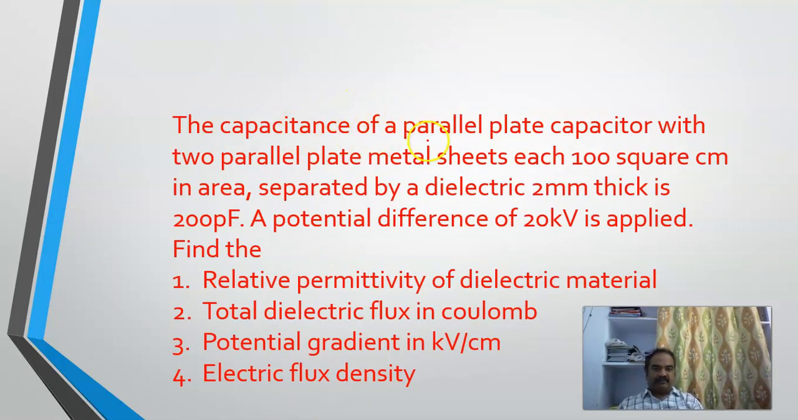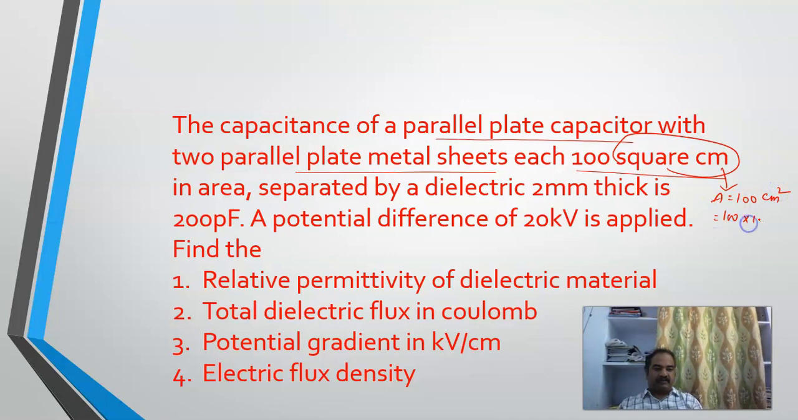See, the capacitance of a parallel plate capacitor with two parallel plate metal sheets, each of 100 square centimeters. So this is the area, because it is given in square centimeters. A is equal to 100 centimeters square, which means it is 100 into 10 to the power of minus 4 meters square. It is separated by a dielectric medium. D is equal to 2 mm, which is 2 into 10 to the power of minus 3 meters.